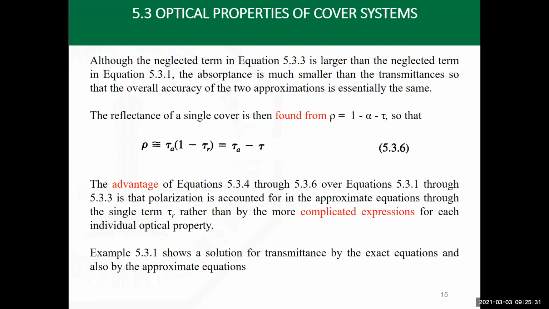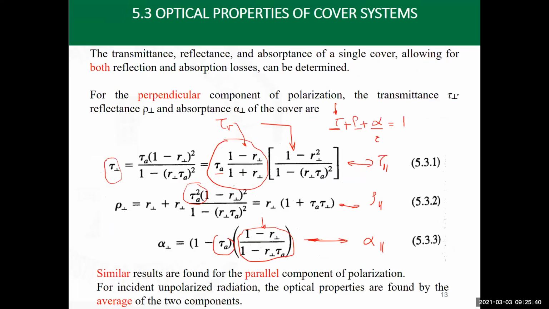The absorptance is much smaller than the transmittance. So the overall accuracy is accepted. What we are looking for here, why we are saying that we are doing the comparison, is because we said this value is bigger than this value, but the quantity of alpha, all of it, is small compared to tau.